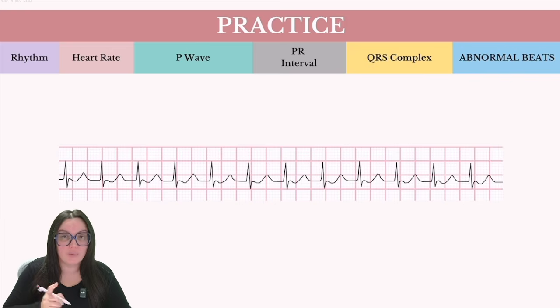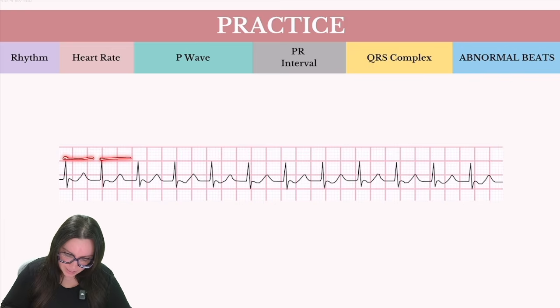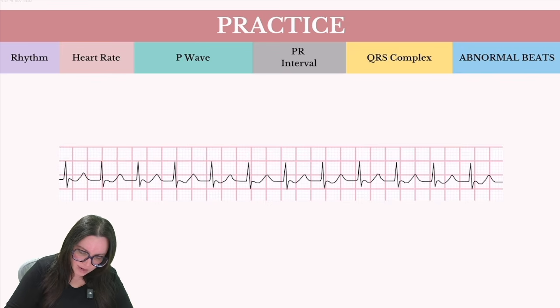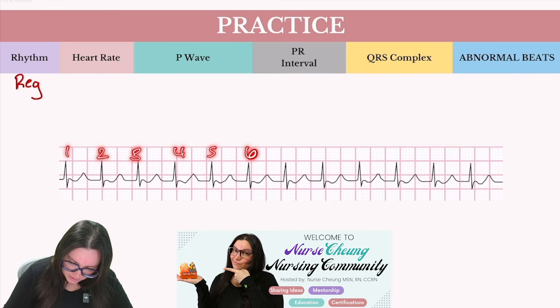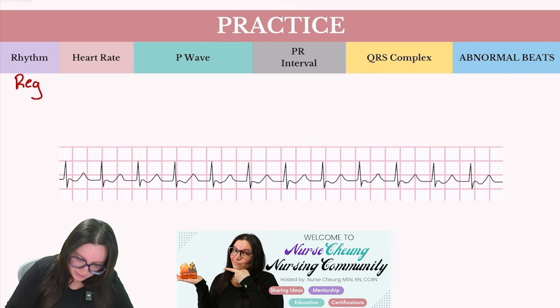So again, we start with rhythm. Do I have a regular or irregular rhythm? Well, if I was to march out between each R to R wave, I can see here that I have a regular rhythm. So I'm going to go ahead and put that in here. Next up, we want to determine our heart rate. So I have 1, 2, 3, 4, 5, 6, 7, 8, 9, 10, 11, 12. So I have approximately 120 beats per minute.